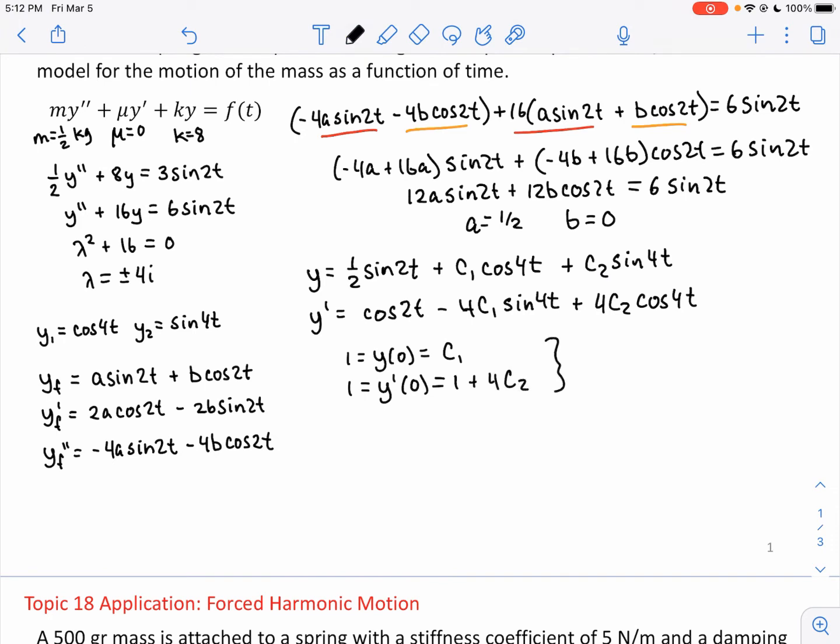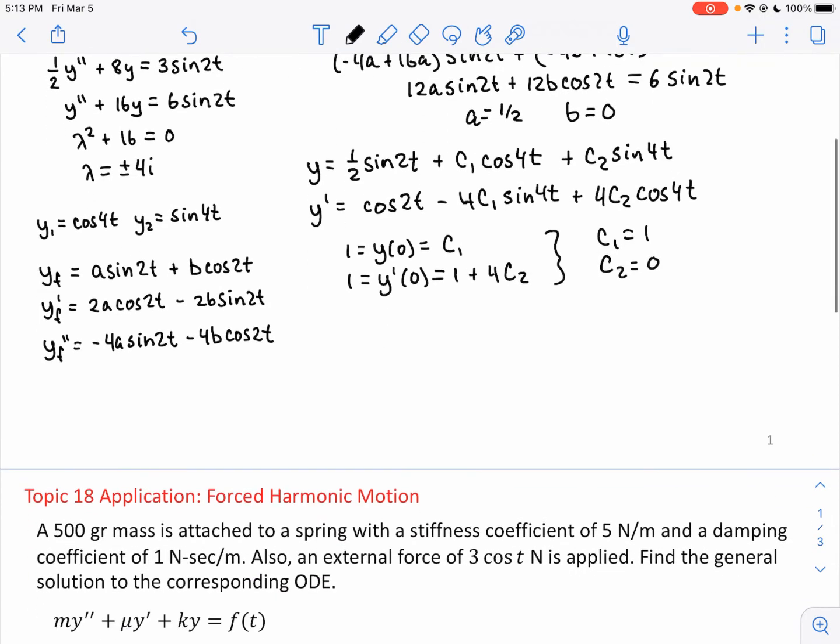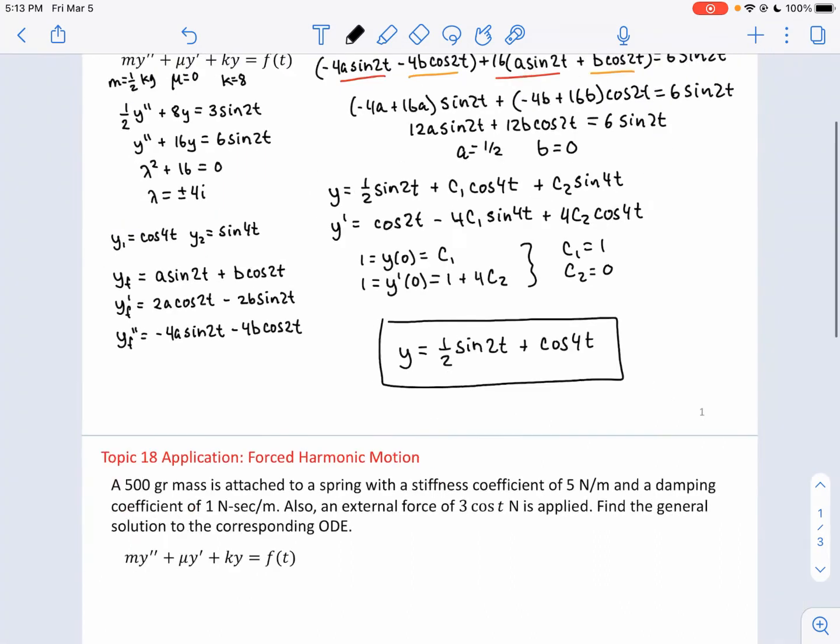And when we solve this, we get c1 is 1. That's just given obviously in the first equation. And then solve the second one for c2. Notice we're going to get c2 has to be 0. So this gives us a final particular solution of y is equal to 1/2 sine 2t plus 1 times cosine 4t, so just cosine 4t, and then plus 0 times sine 4t, so 0 kills that term, and we have a particular solution.